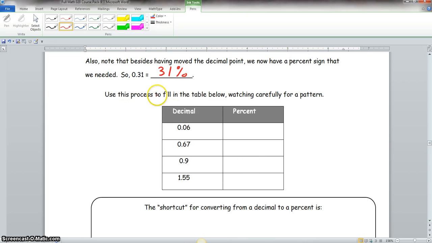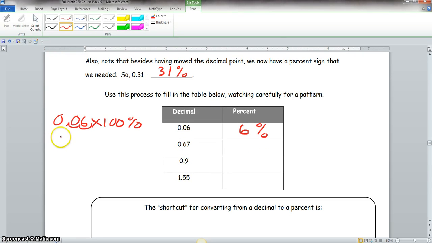Now it says use this process to fill in the table below, watching carefully for a pattern. We have 0.06. Of course, we know we're multiplying this. I'll write this on the side. Whatever we have in these boxes, we're going to multiply by 100%. 0.06 times 100%. We know we'll move this decimal 2 places to the right, which will give us 6, and we'll put percent behind it.